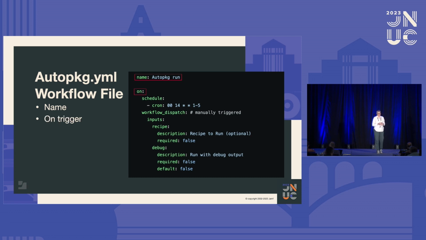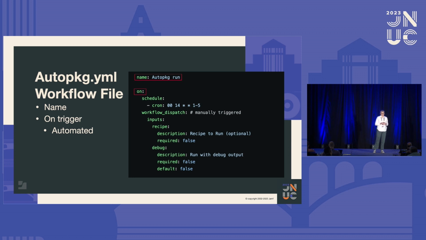And then we have our on trigger. In this example, we have an automated schedule. It's set using cron time. In this specific example, the 1 through 5 means Monday through Friday, and the 0 14 means 9 a.m. Central Standard Time, but it's in UTC time.